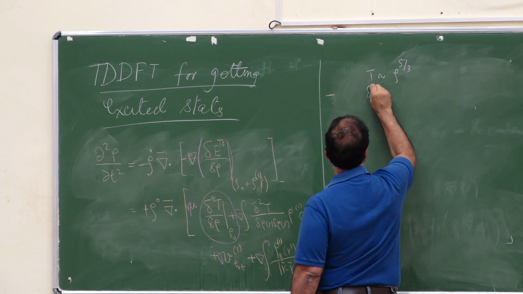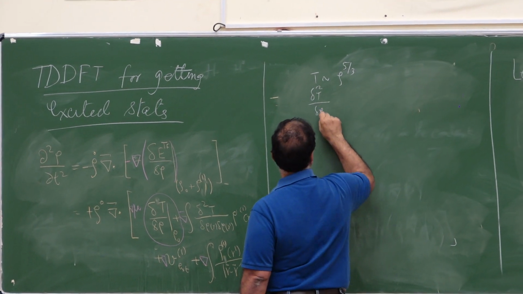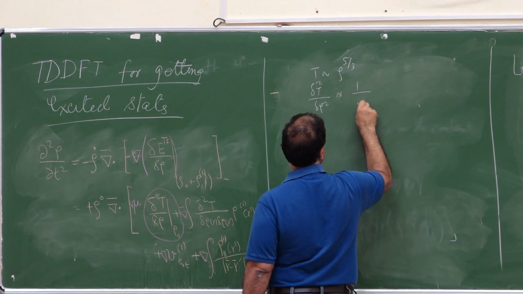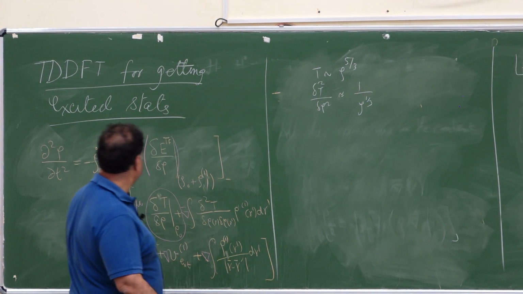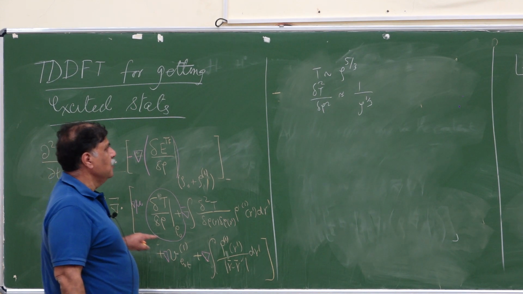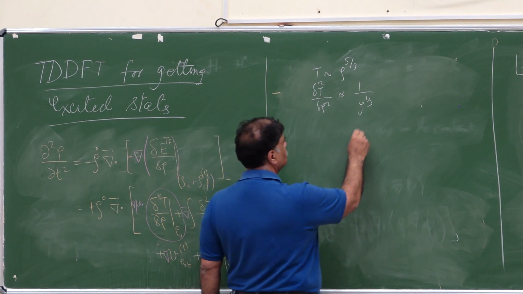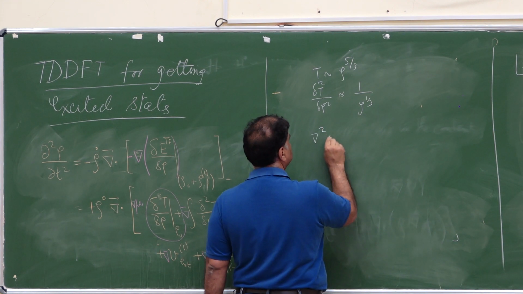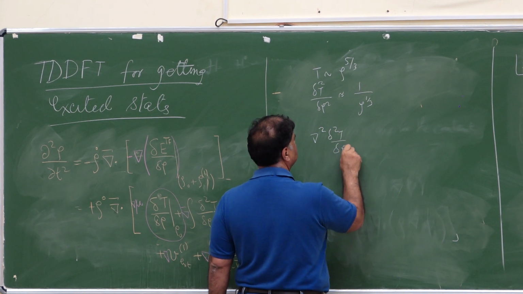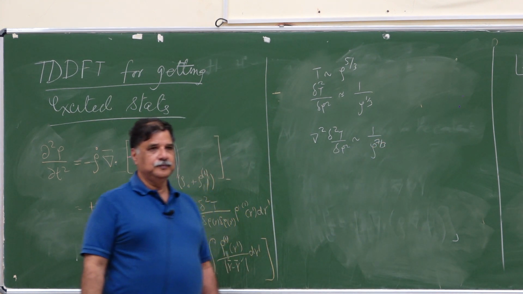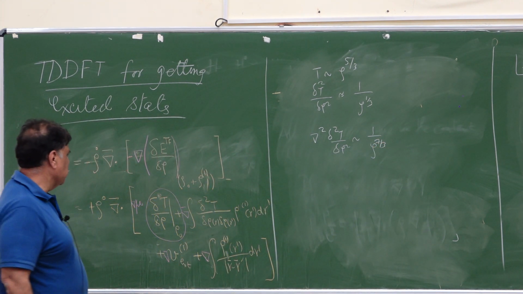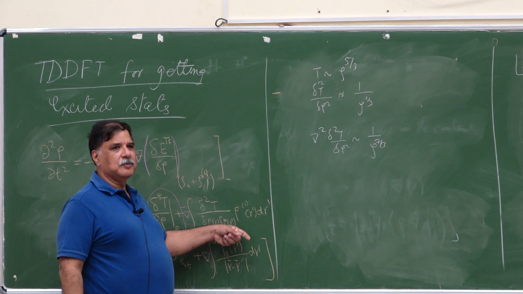5/3. d²t by dρ² is going to be proportional to 1 over ρ raised to 1/3. Then you take grad and then grad again. So this is going to be ρ raised to 4/3, ρ raised to del squared d²t by dρ² is going to be 1 over ρ raised to 7/3, which is going to be negligible in front of ρ1. So I'm going to neglect this term.